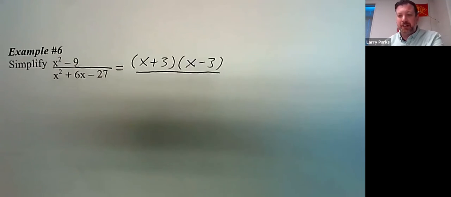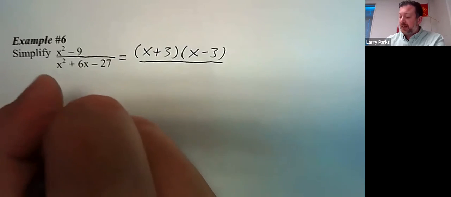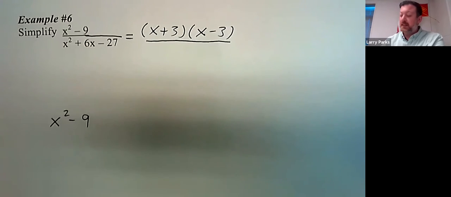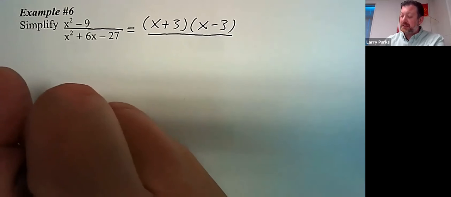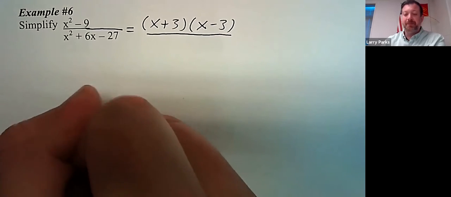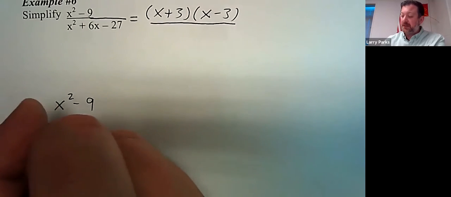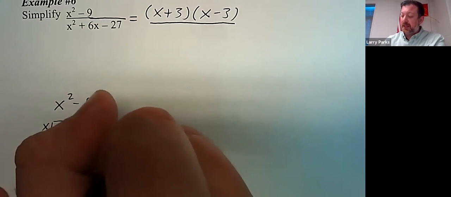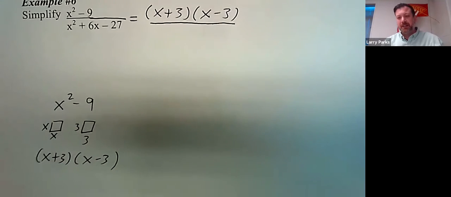I know it's been a while since we've done that, but remember, I have x squared minus 9. I would make this into a square, x and x. Make that into a square, 3 and 3. And then you do x plus 3, x minus 3. One's plus and one's negative to get rid of the middle term.